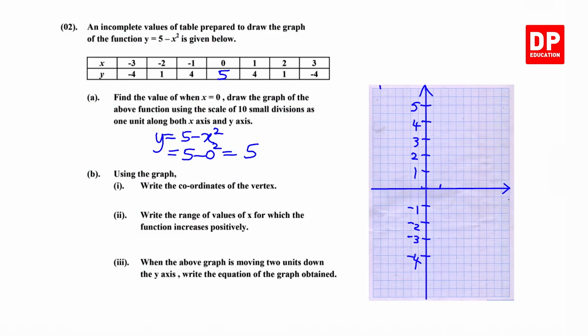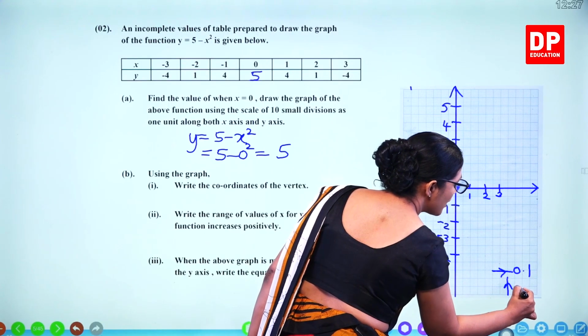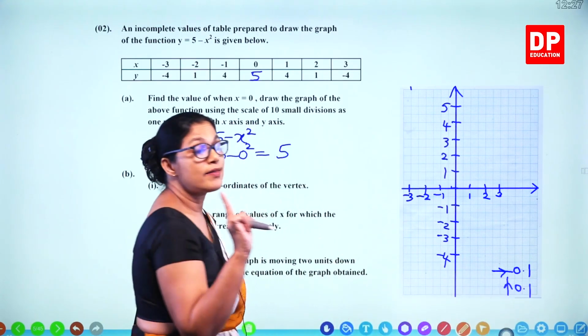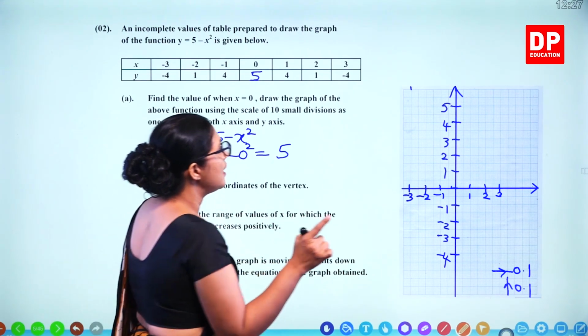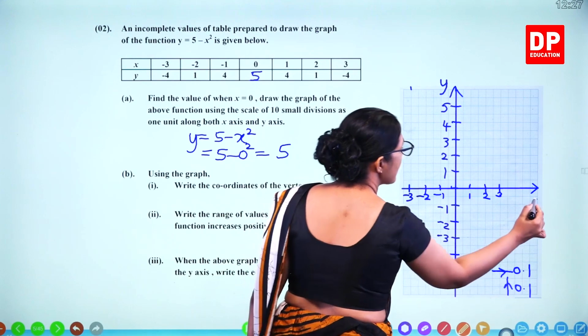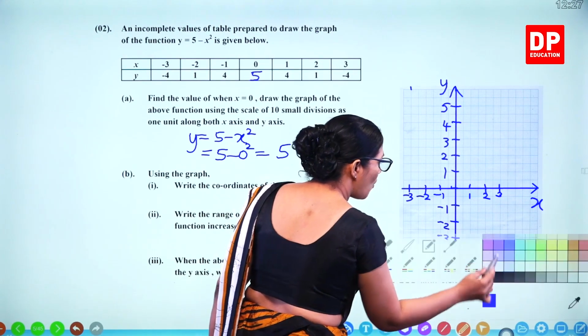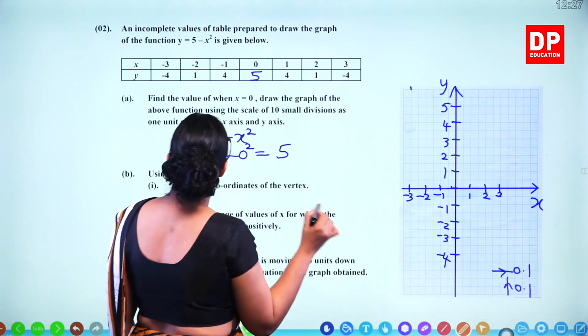Now mark the other points. 1, 2, 3, minus 1, minus 2, minus 3. So that's the graph. Scale is this way 0.1 and this way 0.1 because 10 squares is 1 unit, 1 over 10. So we'll label y and x. Now we'll mark the points.